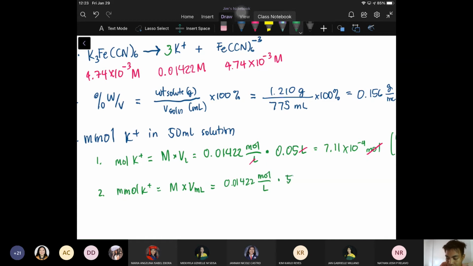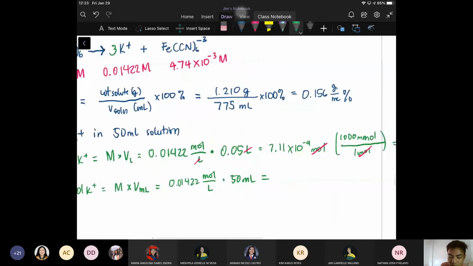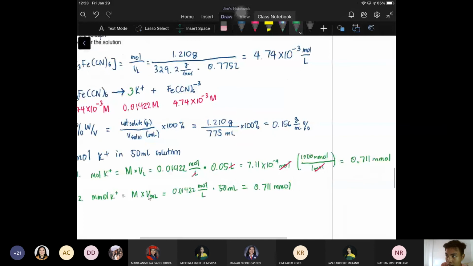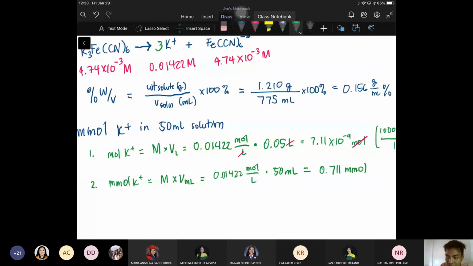Okay, so times 50 ml. Yes, the units will not cancel out kasi hindi na natin pinakita yung cancellation ng units, pero yung final answer niyan ay same lang. Okay, so millimoles agad yung sagot. Compare nyo naman ito sa ito. Haba, no? Ito, maigsi lang. Okay, so yan yung tip number 5.